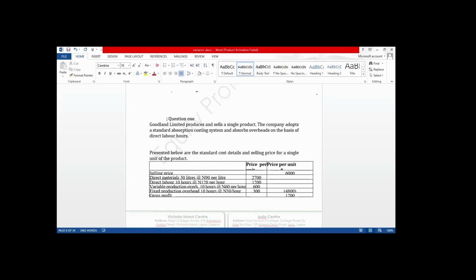Direct material, 30 liters at 90 naira is equal to 2,700. Let's explain this. Examiner says direct material. To produce 1 unit standard, you require 30 liters of raw material.